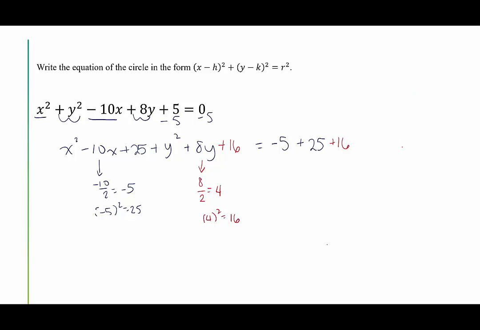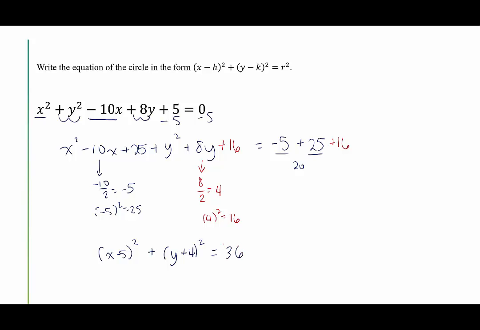Now I have two perfect square trinomials. x squared minus 10x plus 25 will factor into (x minus 5) quantity squared, plus y squared plus 8y plus 16 will factor into (y plus 4) quantity squared. And over here we have negative 5 plus 25 is 20, and 20 plus 16 is 36.